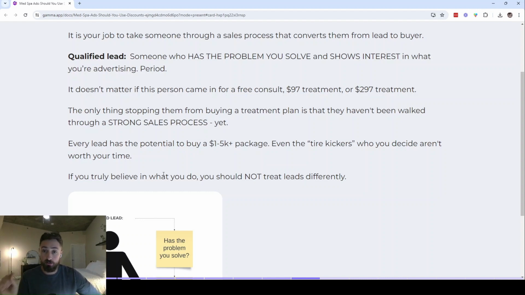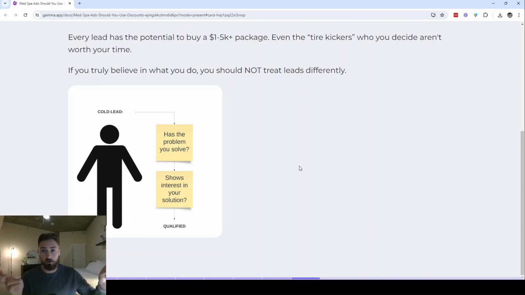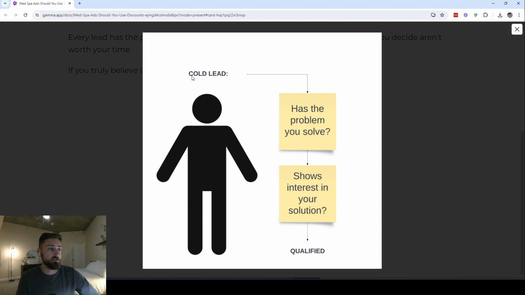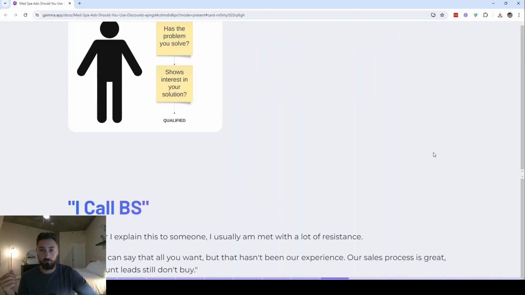If you truly believe in what you do and the solutions that you provide to your patients, you should not treat any leads differently, right? You should treat every single lead the same, even the ones that you deem are tire kickers or don't respond after the first text, right? And so this is the way that I define a qualified lead. You get a cold lead from Facebook. Do they have the problem that you solve? Yes. Did they show interest in your solution by putting their hand up and saying, I'm interested? Yes, then they are qualified, right? And we should pursue that person as if they are qualified.